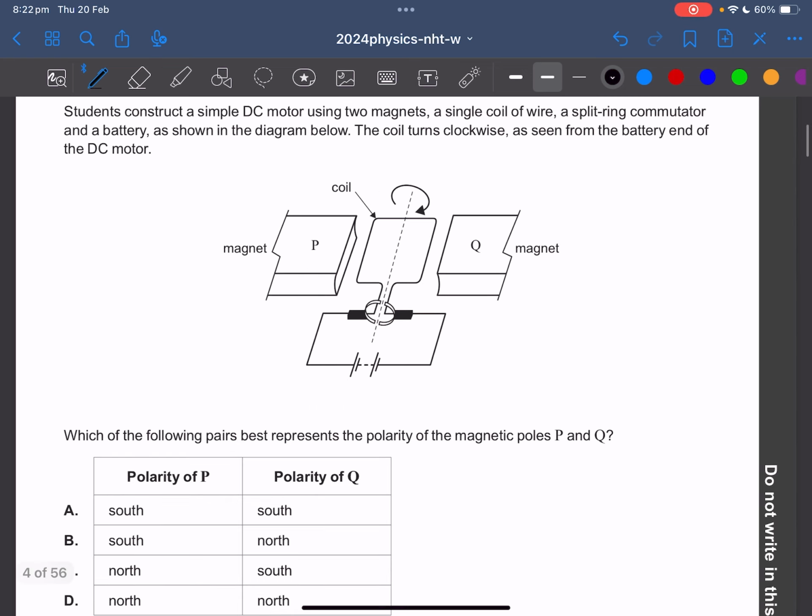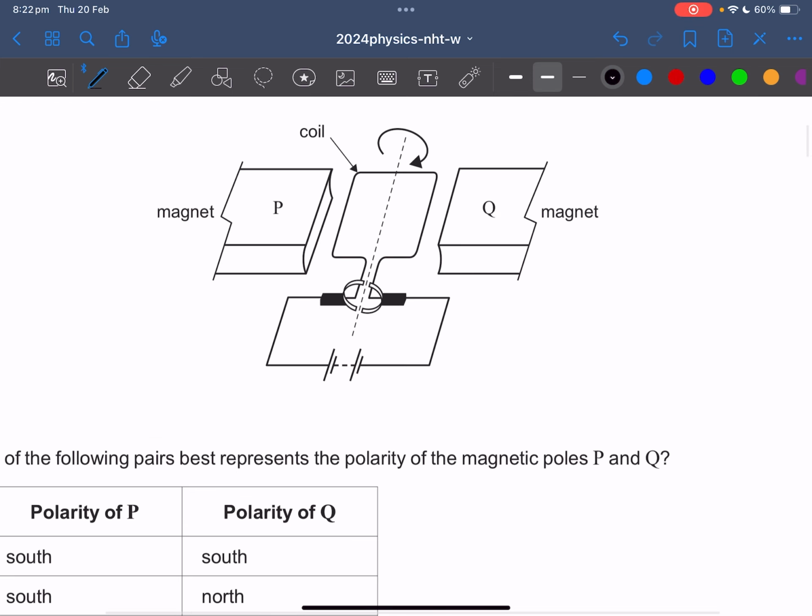Using the right hand slap rule here, let me just quickly label which side the current is going. It's going from positive to negative, so it's going to go like that.